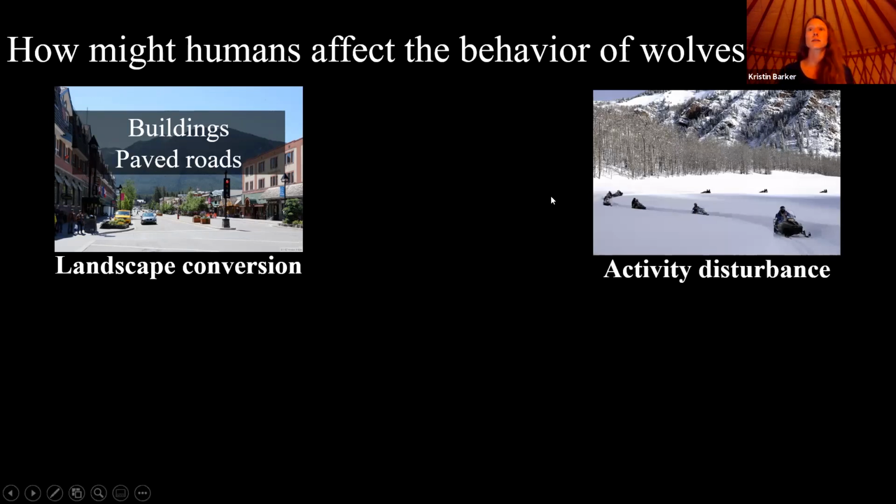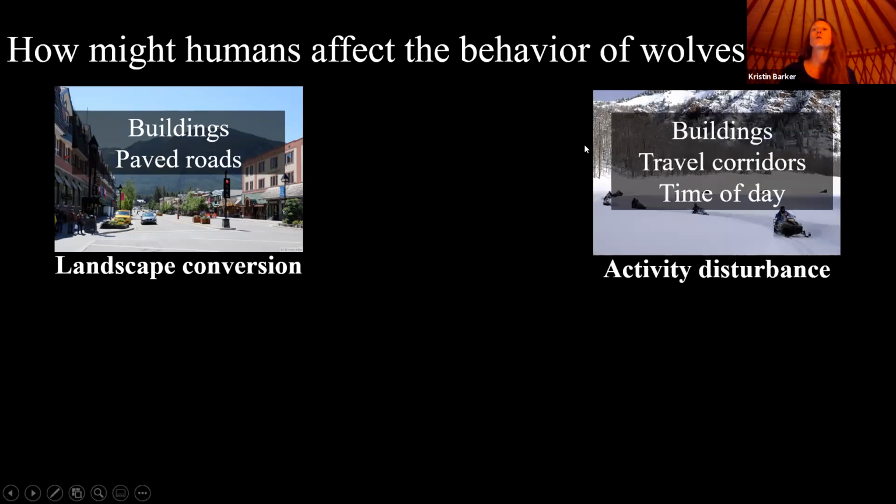And if that's the case, we would expect them to respond not only to buildings that humans are around, but also to travel corridors like ones shown here. And we might also expect them to act differently during different times of day, because we know from other studies that animals will often become more nocturnal to avoid coming into contact with humans while they're active on the landscape.